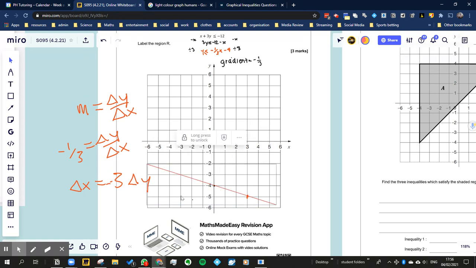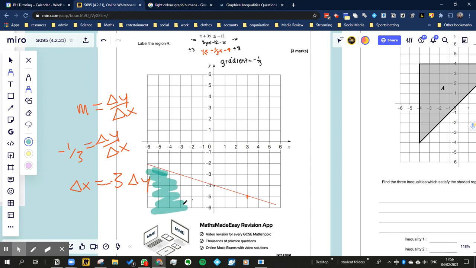And then the next thing we want to know is it says when y is less than or equal to this line. So it's going to be this bottom shaded area here. So the shaded area will be all of this bit down here. Okay.